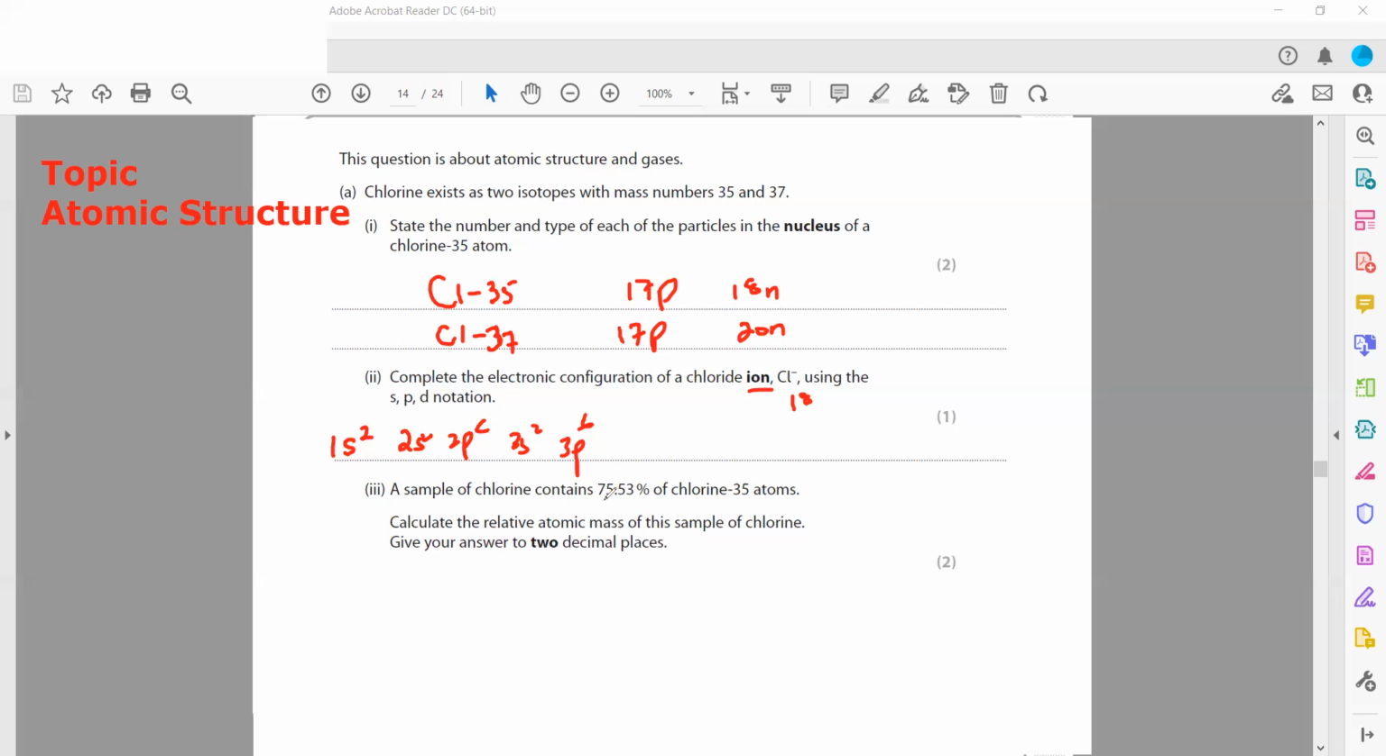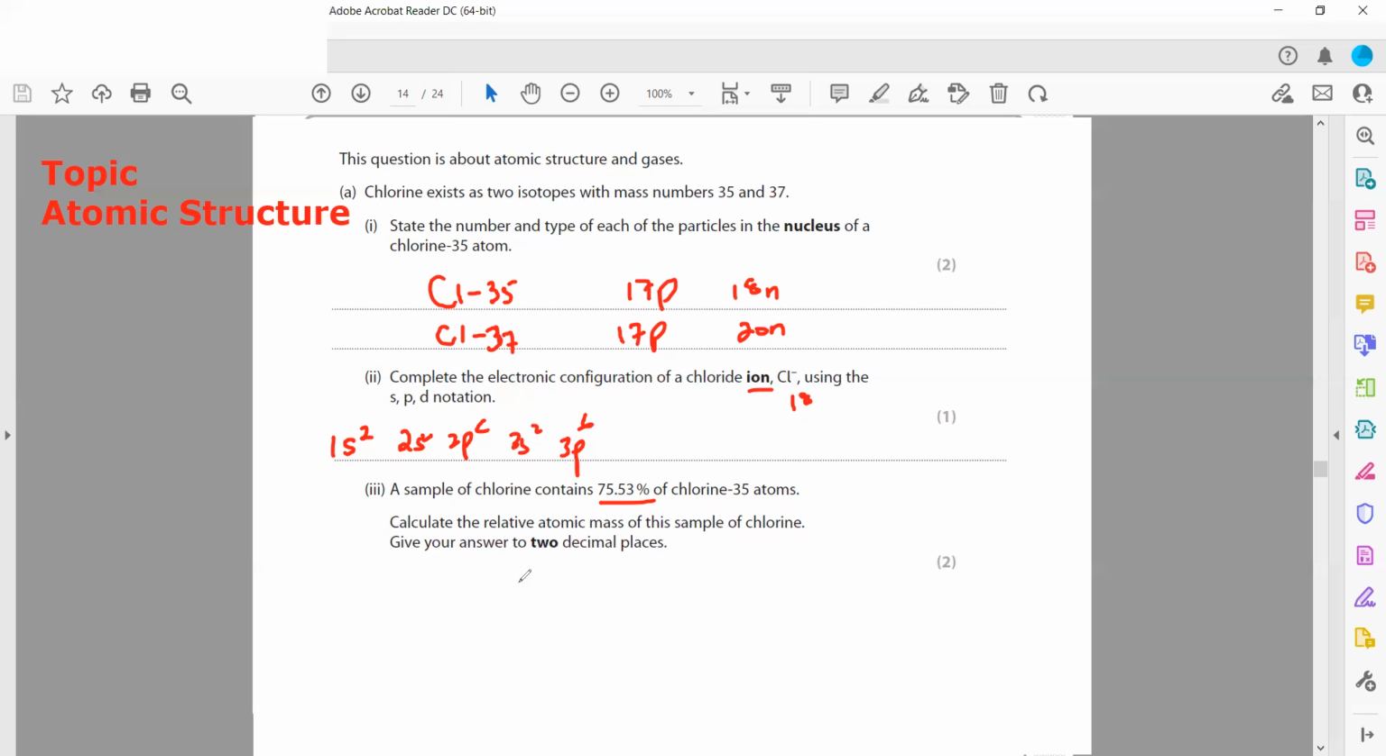A sample of chlorine contains 75.53% of chlorine 35. Calculate the relative atomic mass of the sample. So if 75.53 is chlorine 35, then the remaining will be chlorine 37, because as I mentioned, there are two isotopes of chlorine existing. To get the average mass of the two isotopes, we take the percentage of each isotope multiplied by its mass, and divide by 100. The total will be 100%.